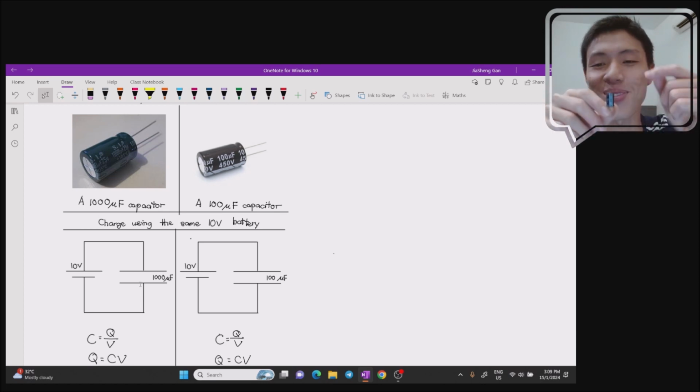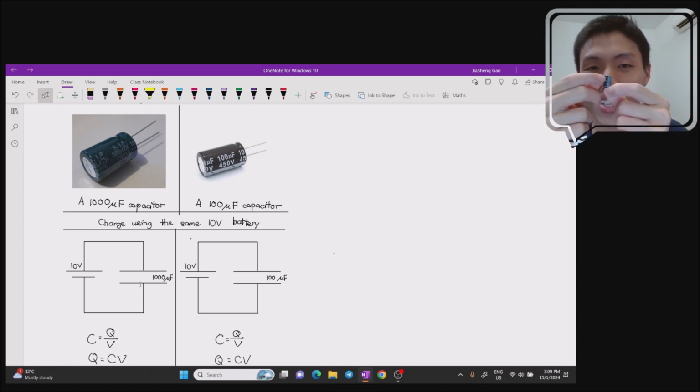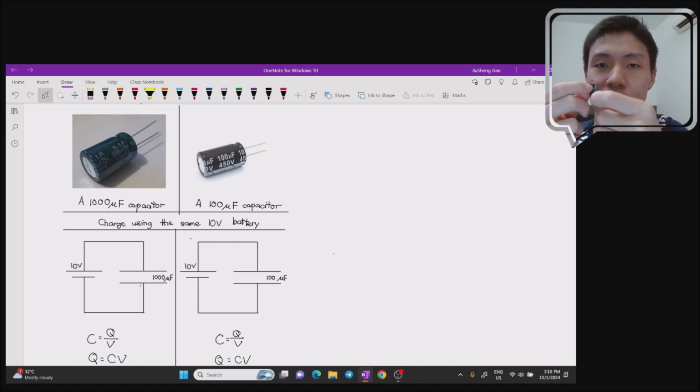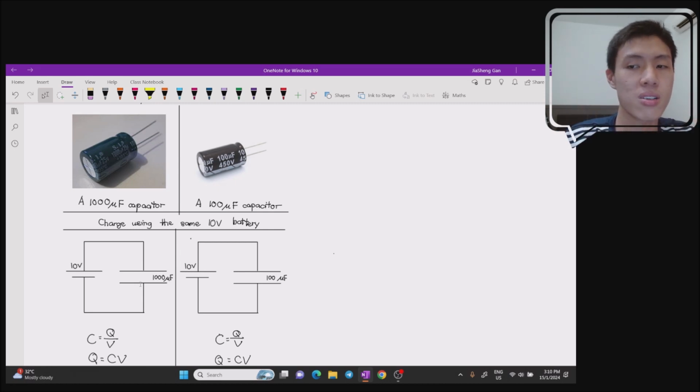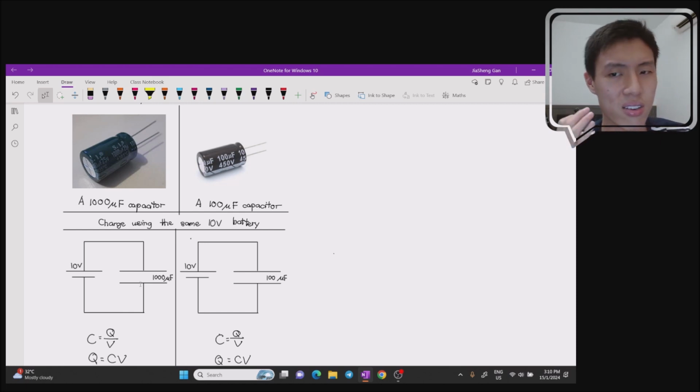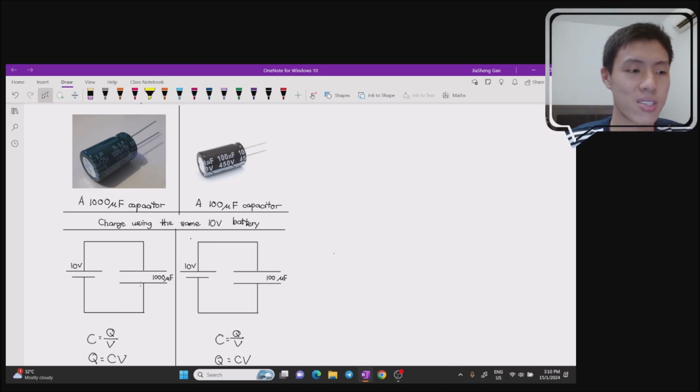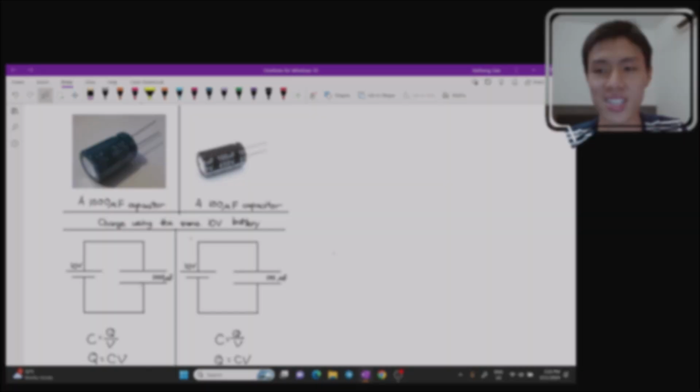That gray stripe represents the negative terminal, as you can see a negative sign labeled on top. The other side, which has no label on it, is the positive terminal. So a capacitor like this one has polarity, so you have to connect it correctly in order to charge properly. If you connect it in the wrong polarity, it might cause a serious hazard. I've seen capacitors explode just recently.